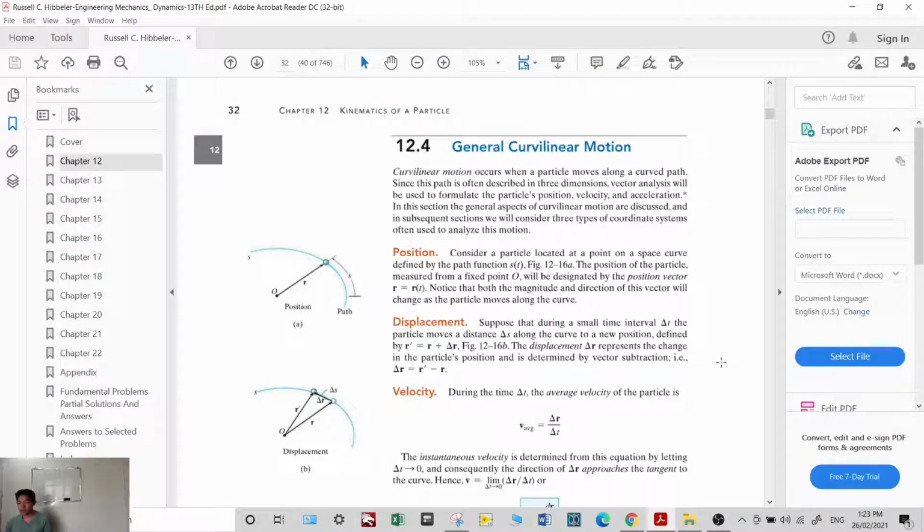Today we are still on the topic of kinematics, and we are done with describing the motions for linear motion. Today we will discuss the general curvilinear motion. So this will tackle all the motions of a particle or an object that moves in a curved path.